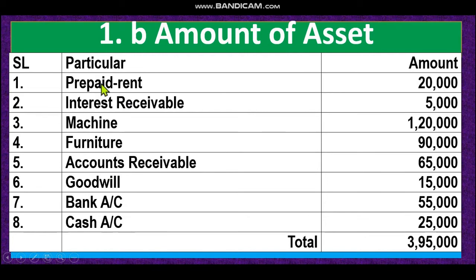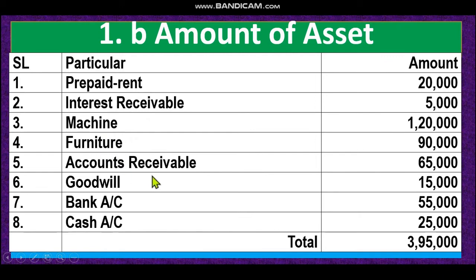At first I will tell the definition. The things that give you service for more than a year, that means more than an accounting year, that is our asset. So here prepaid rent is our asset. Interest receivable, that is also our asset. Machine, that is also our asset. Furniture, interest receivable, next year you will receive the money. Machine will give you service for a long time, that's why it is a fixed asset. Furniture is also a fixed asset.